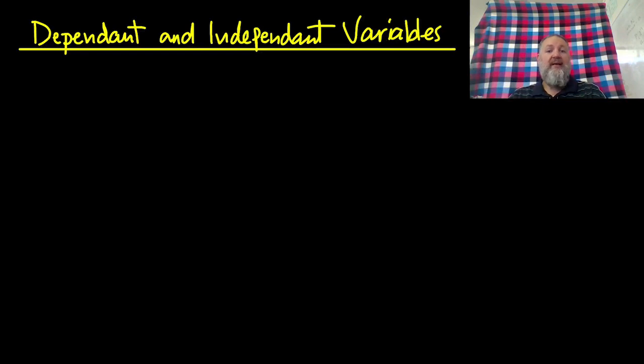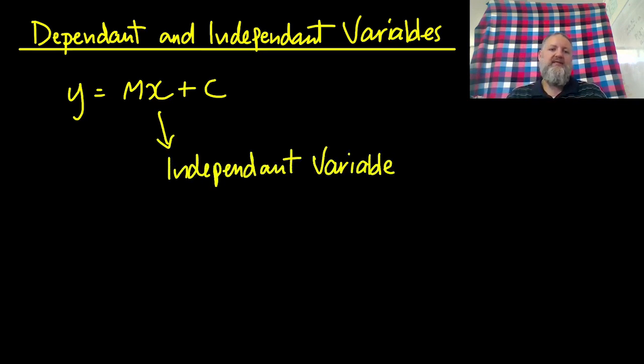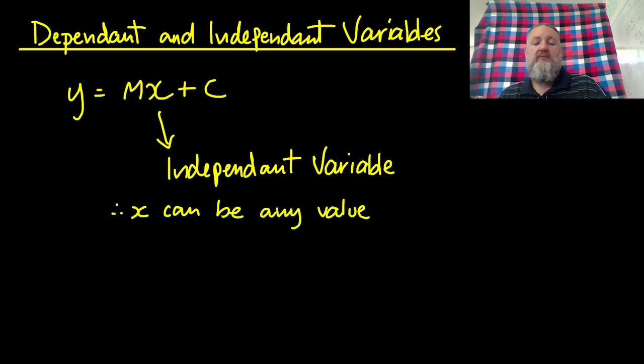Okay, let's talk about dependent and independent variables and how it relates to our linear equations. We definitely know by now the general form of our linear equation: y is equal to mx plus c. What you might not know is that the x is actually our independent variable. That's the variable that we can change. X can be any value that we want, any value that we choose.